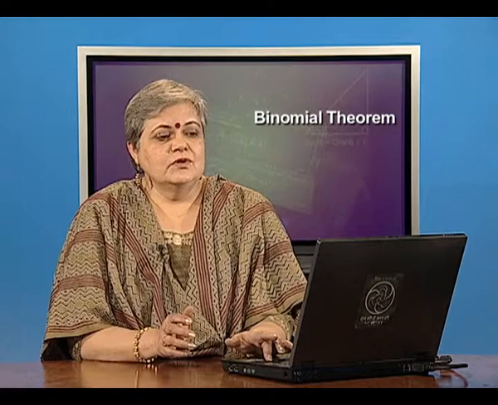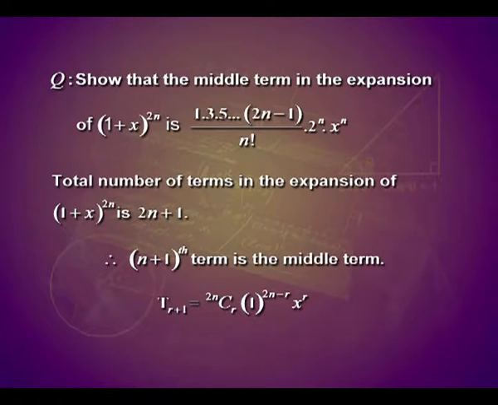We have, of course, T r plus 1, which is 2n Cr 1 to the power 2n minus r into x to the power r. And in this case, r happens to be n, because I am looking at the n plus 1th term. So, T n plus 1 takes the value 2n Cn x to the power n.